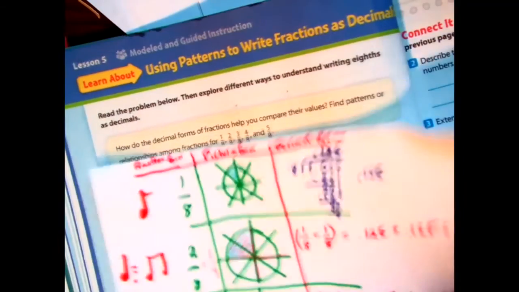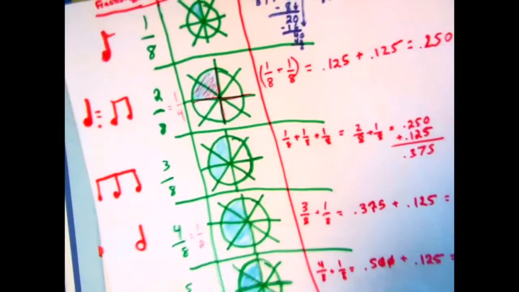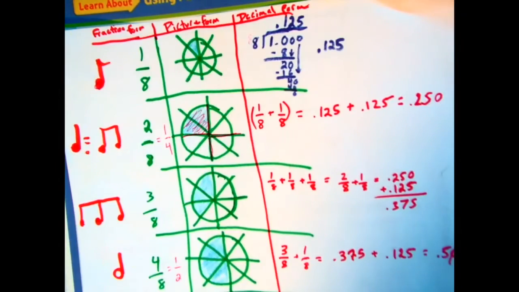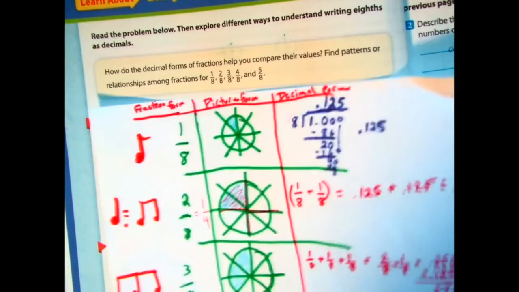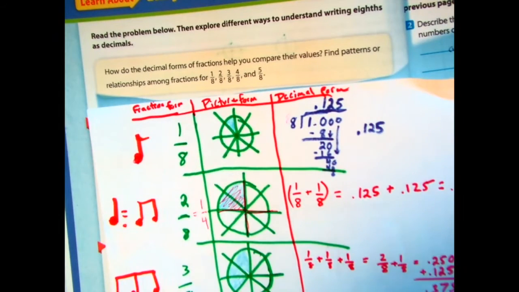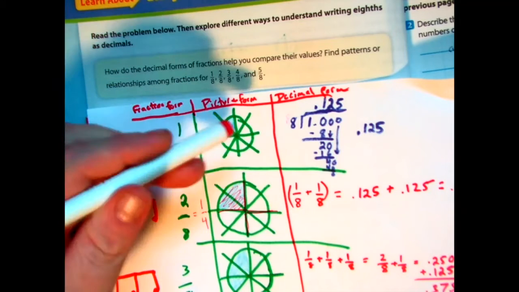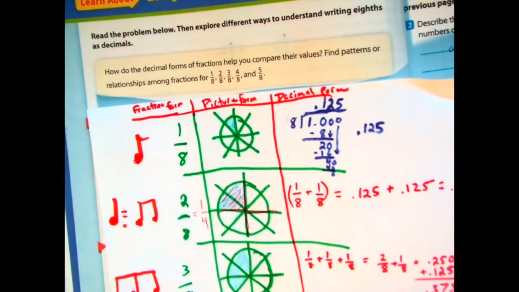This is just a review of what we went over last time. If you want a more in-depth video of this, please go to Monday, November 16th, and view that video there. I have separated these into columns with a fraction form, a word form, a picture form, and a decimal form.